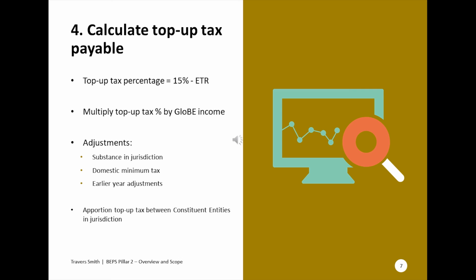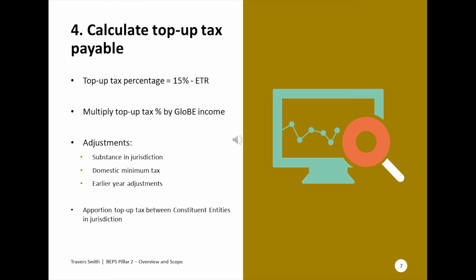3%. That top-up tax percentage is then multiplied by the GloBE income, but you need to deduct a substance-based exclusion from the GloBE income unless the group has opted out of that exclusion. The substance-based exclusion exempts a portion of the income from top-up tax. It's based on the employees and tangible assets in a jurisdiction, and we'll look at the detail of that carve-out in a future session.